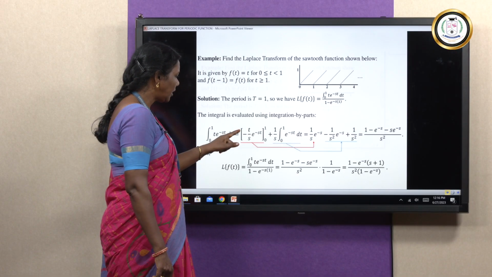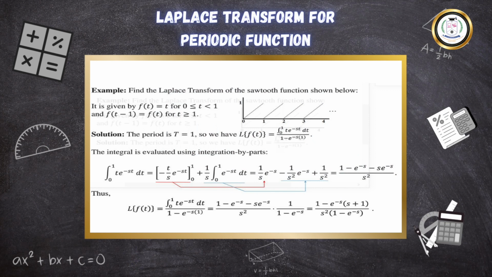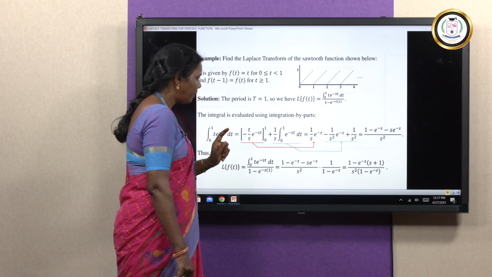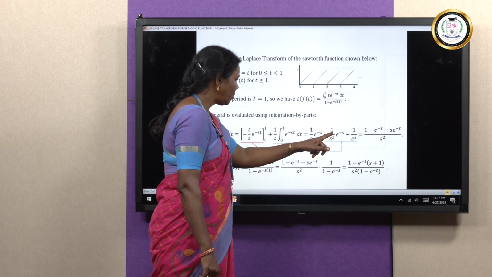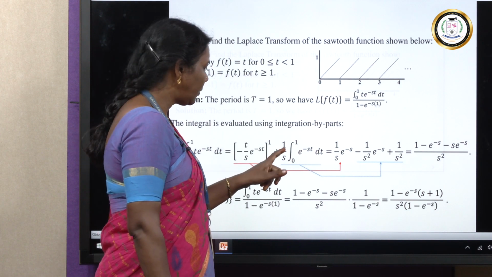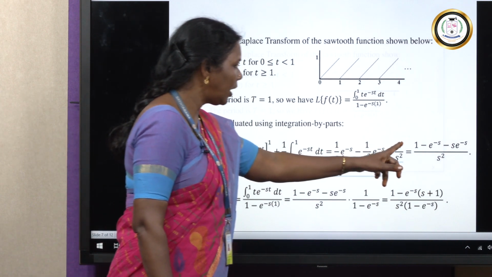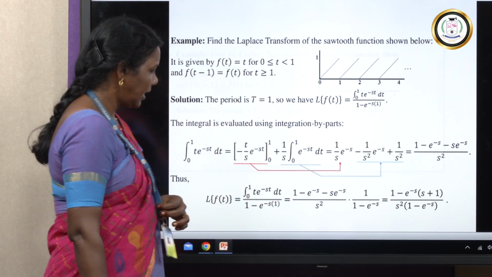Now, substituting the limits, the first upper limit gives 1 by s into e^(-s), minus the lower limit 0. Here, of course, we should have the negative sign. We will check whether it simplifies. Minus 1 by s squared into e^(-s), minus of minus for the lower limit, so that becomes 1 by s squared. Simplifying, we get (1 minus e^(-s) minus s e^(-s)) by s squared.